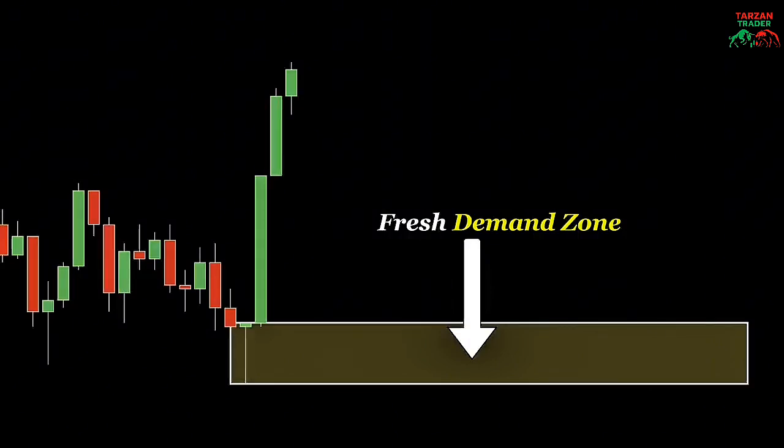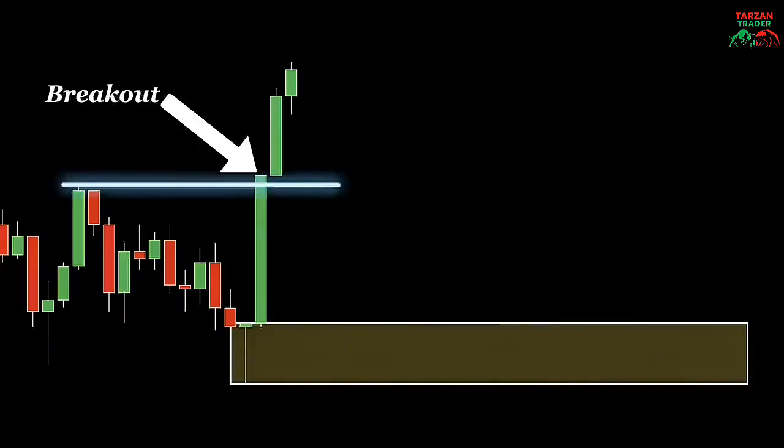It's a fresh zone, which means it's more likely to produce a strong reaction when the price comes back to it. As we discussed earlier, the first time a zone is tested is often the most powerful entry, and that's what we're aiming for. Next, look at how this move has broken the previous market structure.